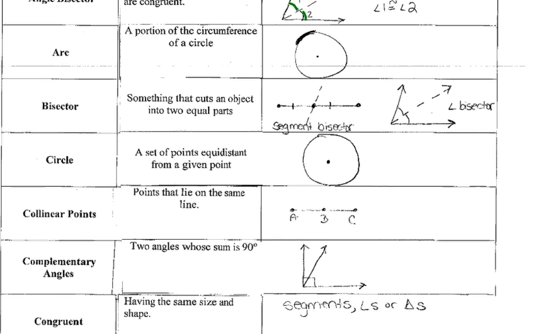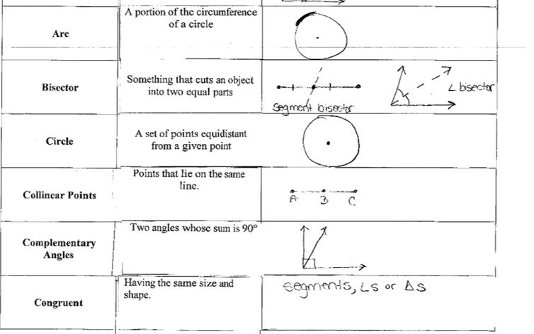Speaking of arcs, what is an arc? An arc is exactly what it sounds like. It's part of the circumference of a circle. So part of the distance around that outside of the circle. We'll focus on that more in the spring semester when we talk about circles.